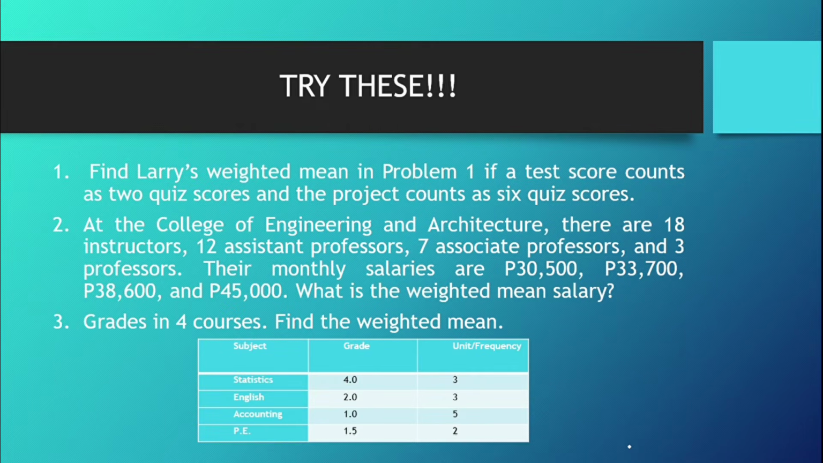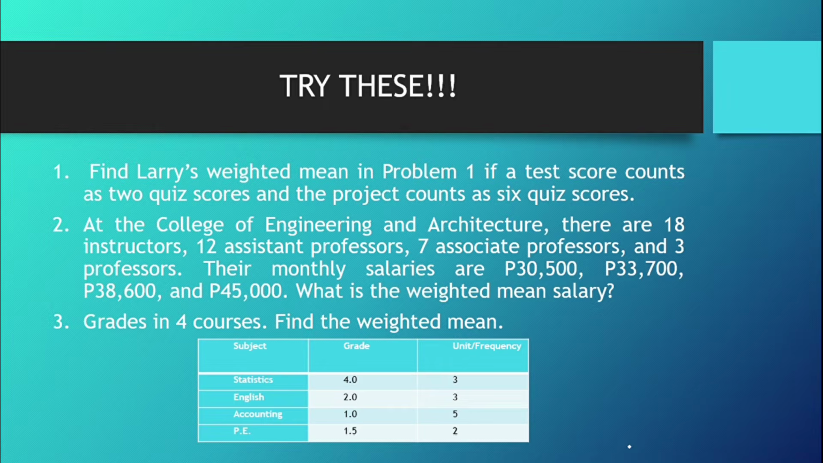Find Larry's weighted mean in problem number 1 if the test scores count as 2 quiz scores and the project counts as 6 quiz scores. At the College of Engineering, we have here assistant professors and their monthly salaries, and we have to find the weighted mean salary. And grades in 4 courses, find the weighted mean. So here are the grades and the unit frequency. So just get the weighted mean.